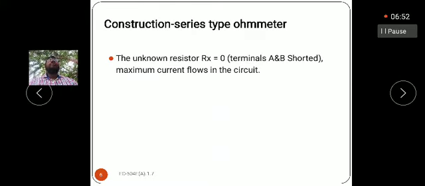Here we are assuming two conditions: the resistance value is high and the resistance value is low. Taking ideal conditions, consider the unknown resistance Rx equal to 0. That is a low value. If Rx is equal to 0, it is the short-circuited condition.